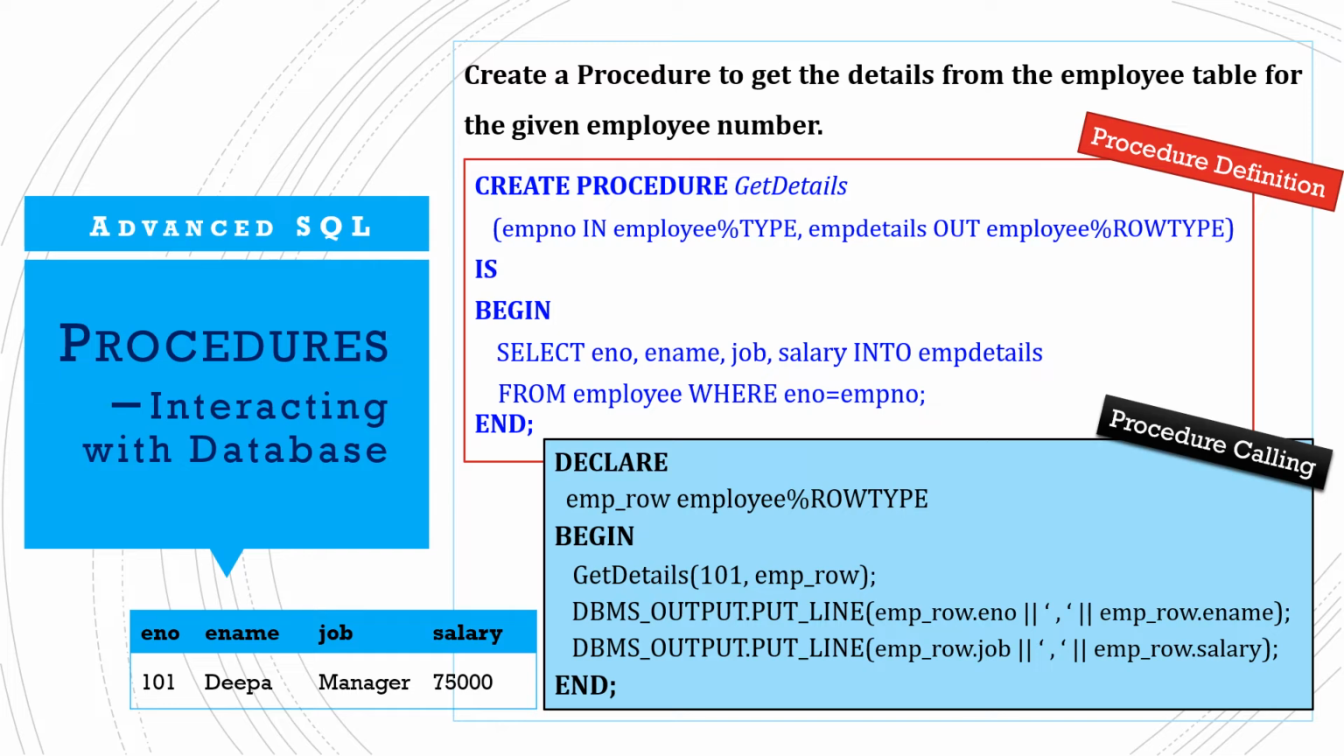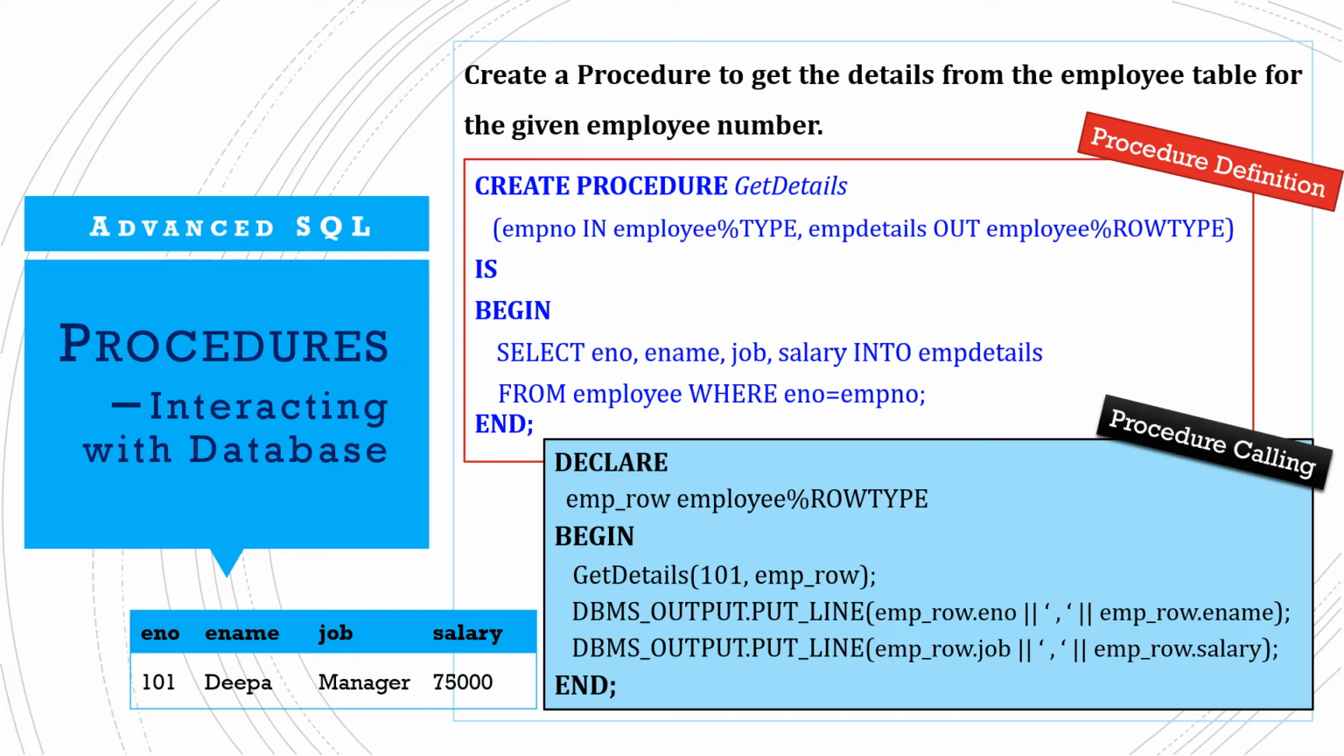So the procedure name is get details, and we are passing two parameters. One is in the in mode and the other one is in the out mode. Employee number, we have to give the employee number. For the given employee number, that is the question for us, right? So we are passing that employee number to this procedure.